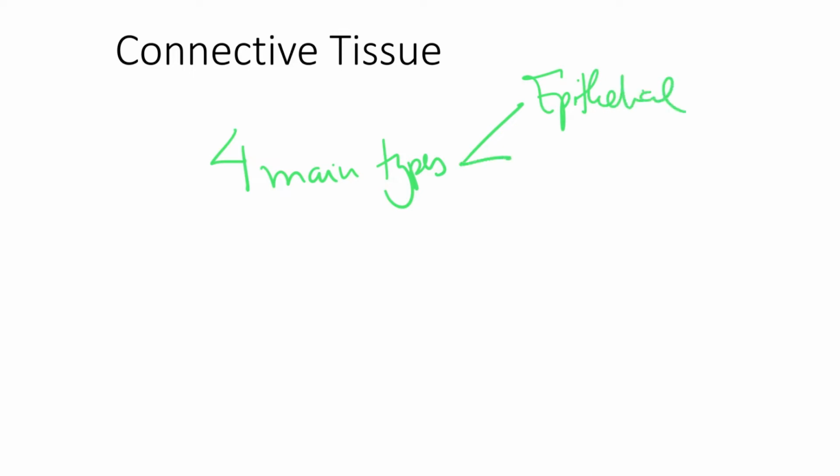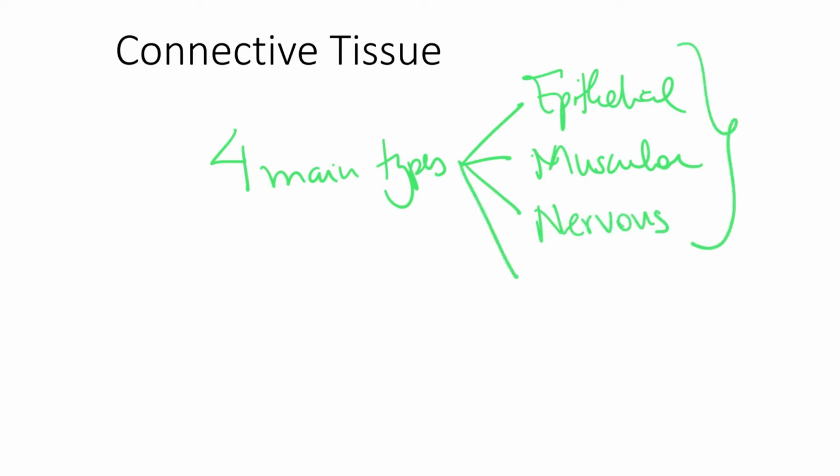When we started studying tissues, I told you that in the human body we have 4 main types of tissues. Do you remember their names? One of them is the epithelial tissue. Another one is the muscular tissue. Another is the nervous tissue. And the fourth one is the one that connects them all together.